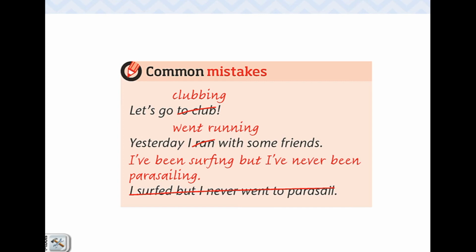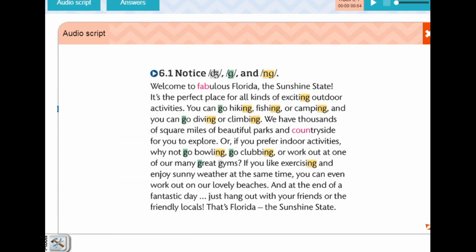Okay? You didn't do that in the past, and you haven't done that up to the present moment. That is the function to use present perfect tense when you want to say that you didn't do up to the present situation, up to the present moment. You have never been parasailing. Do you understand the use? Let's go ahead. Now, take a look at the audio again.